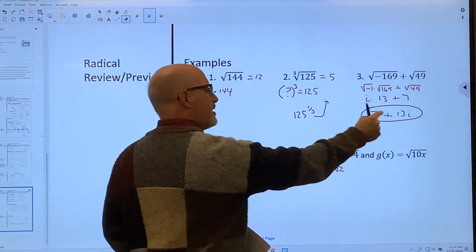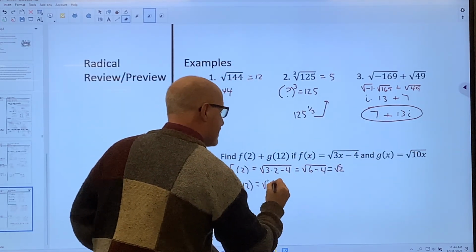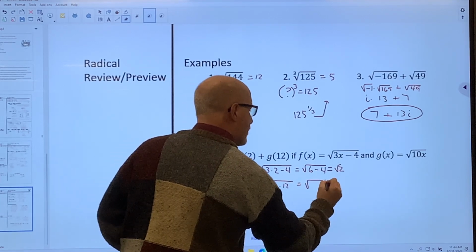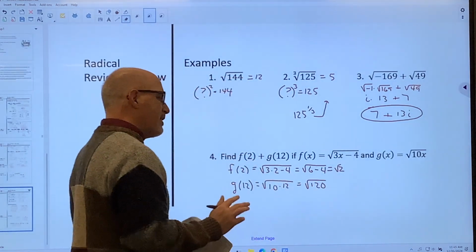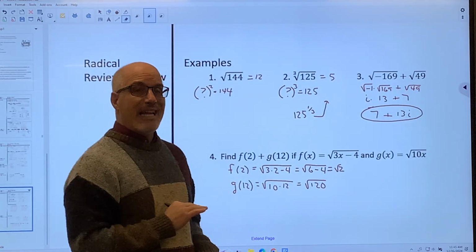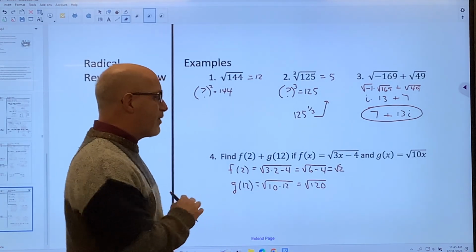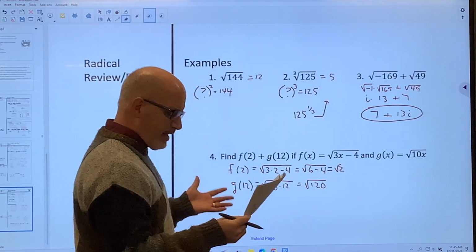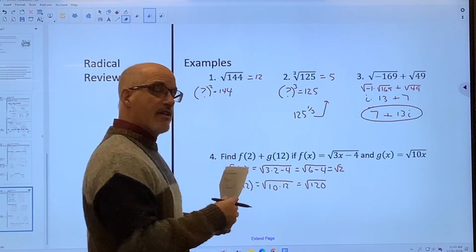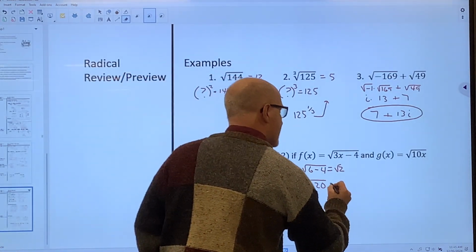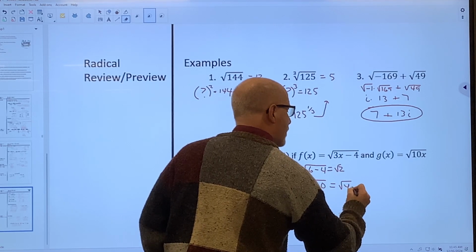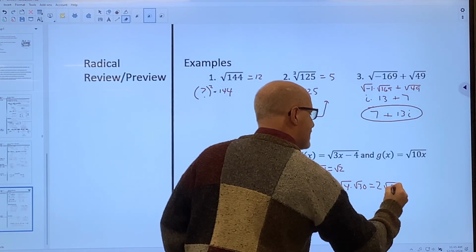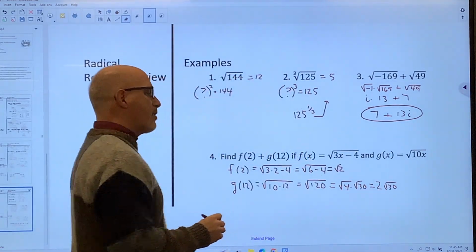G of 12 is I go to this function and I put 12 in for it. So I'm going to put 10 times 12 as the input. That gives me the square root of 120. Now this one, I want to go ahead and simplify it. So I'll do that first before I put it in the rest of the problem. What perfect square goes into 120? Well, if you think about it, you got to go through some of your perfect squares. 4 goes into it. So I'm going to make this the square root of 4 times the square root of 30. The square root of 4 is equal to 2. That becomes the coefficient of the square root of 30.